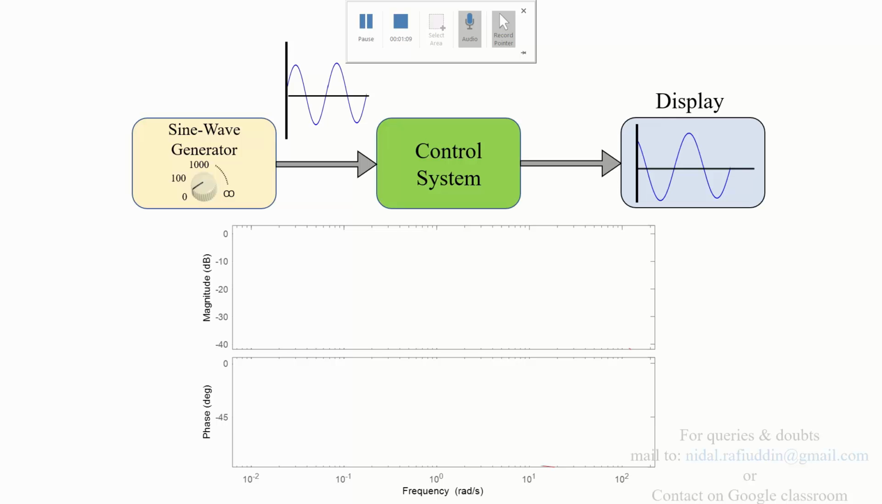And on changing the frequency of the input, you will observe that the output from the system will have the same frequency. The only thing that is going to change in the output waveform will be the amplitude as well as the phase. And we are interested to plot the change in the magnitude and phase of the output for different values of frequency.